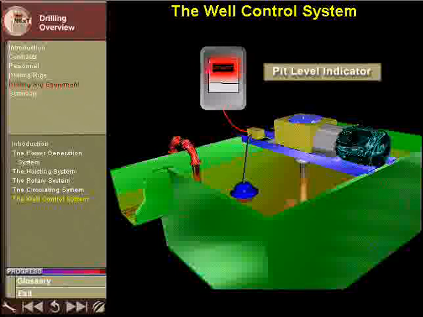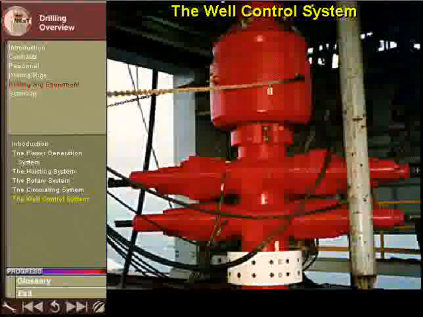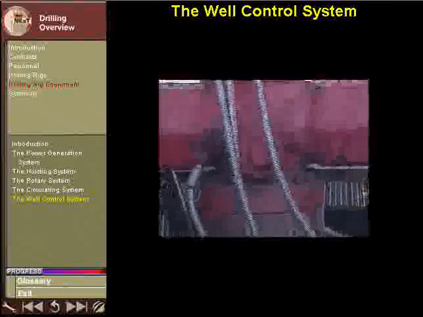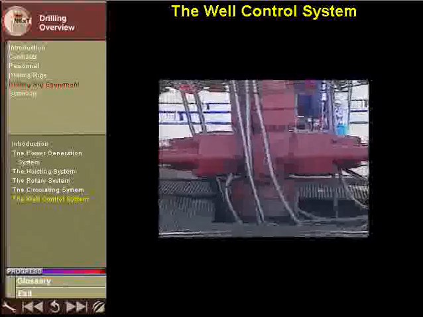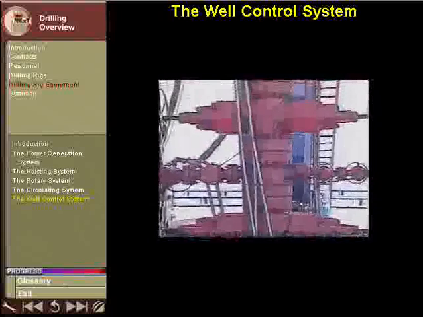Mechanical devices such as pit level indicators or mud flow meters will trigger alarms and alert the rig crew to the influx. If necessary, the well can be closed in with blowout preventers. Blowout preventers, or BOPs, must be installed on top of the well before drilling even begins.